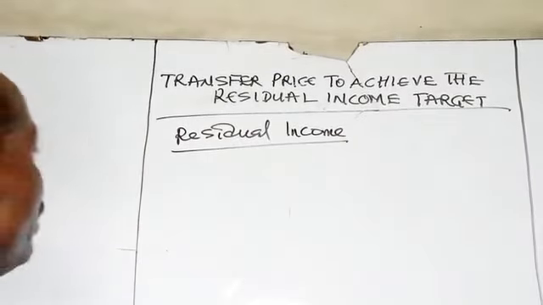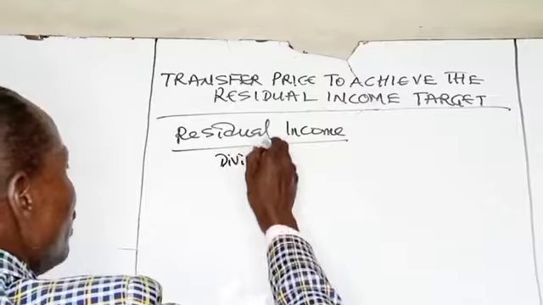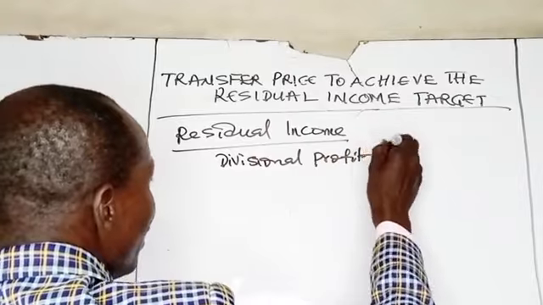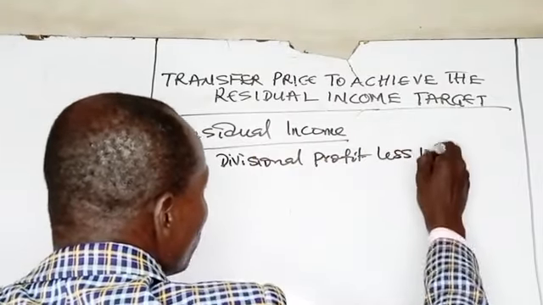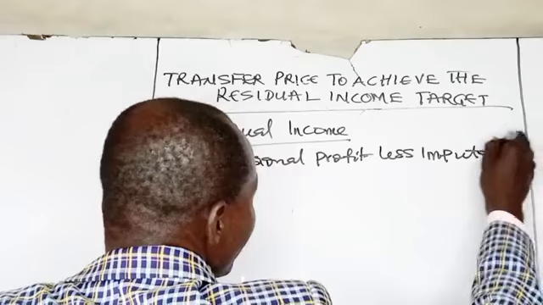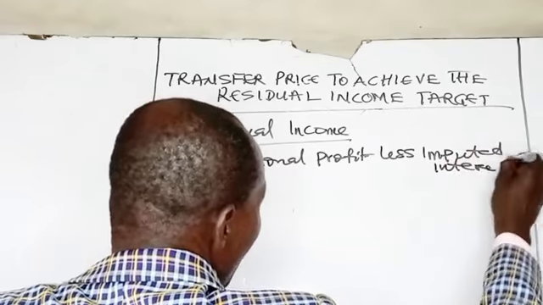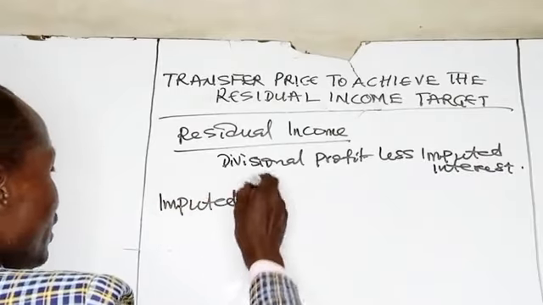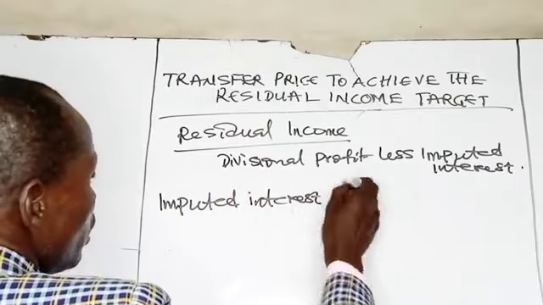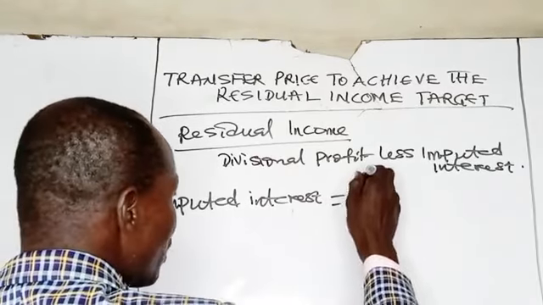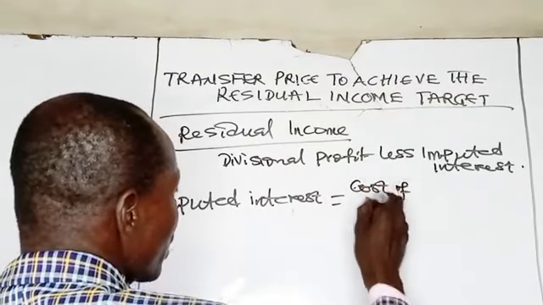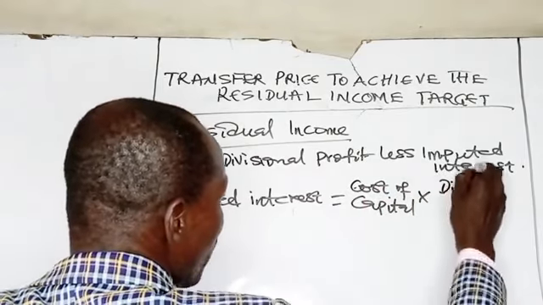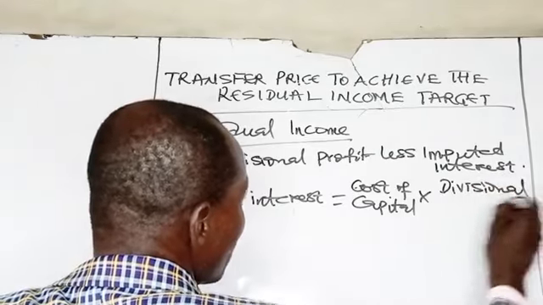Residual income is divisional profit less imputed interest. And to get the imputed interest, or imputed cost, it is equal to cost of capital times divisional capital employed.